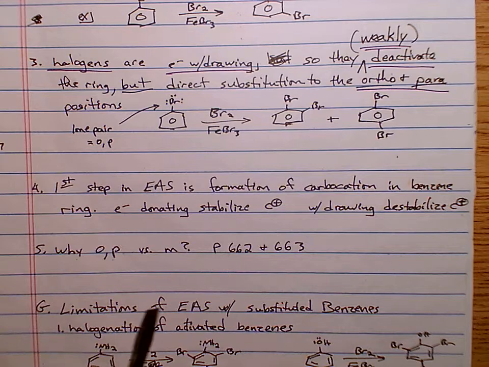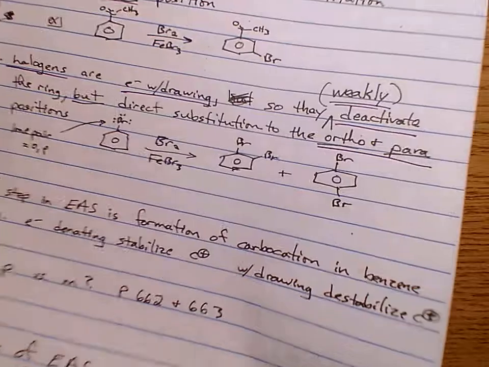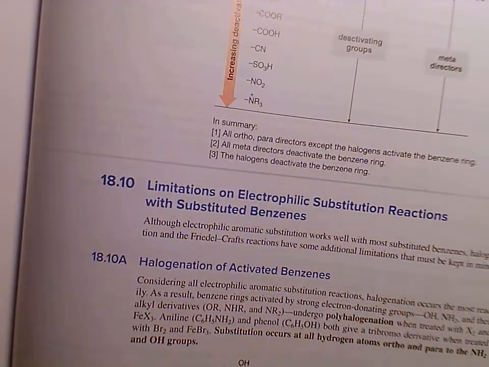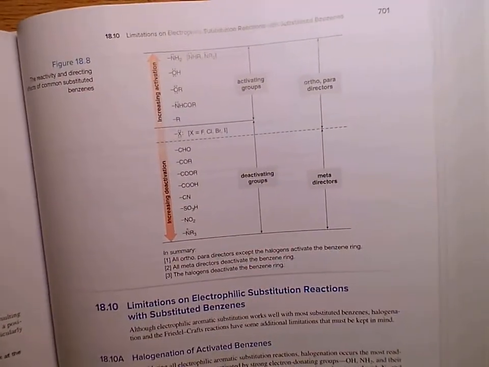Okay. And the nice thing is, in your book, there's a really nice table for the, what is this, the 5th edition of Smith, page 701. Just memorize, get this table memorized right here. Well, there it is.